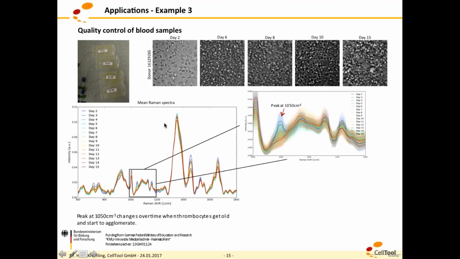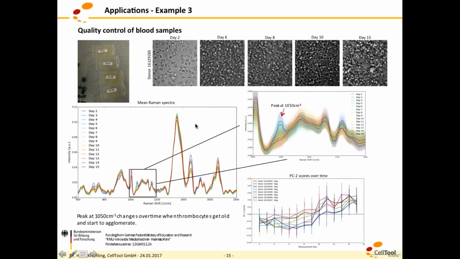Having a look now at the Raman spectra over time, we found that they are more or less similar, which is not that unexpected as it's the same cell type. But there was one part in the spectrum, the peak at 1050 wave numbers, which decreased over time. So as the cells got old, this peak decreases. And as I said, we analyzed not only 4, we analyzed 8 donors, and in each of these donors, this change in Raman spectra could be detected.